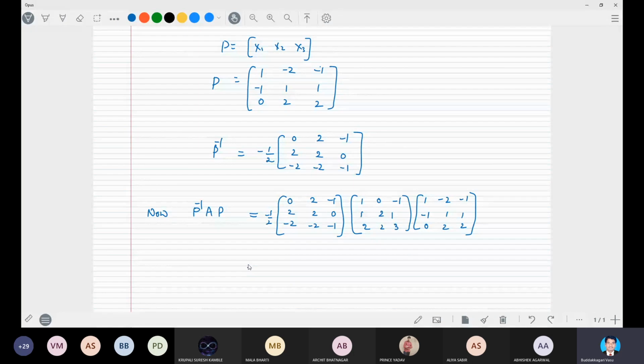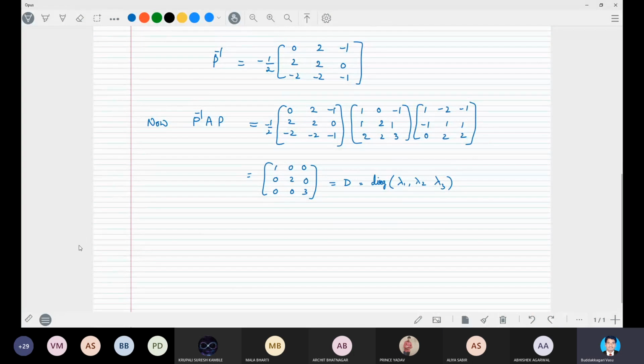You just multiply with that, it results in 1 0 0, 0 2 0, 0 0 3. That is D, the diagonal matrix of lambda 1, lambda 2, lambda 3, right? So hence P diagonalizes A. D is called the spectral matrix, P is called the model matrix, right? Now find out A power 4.